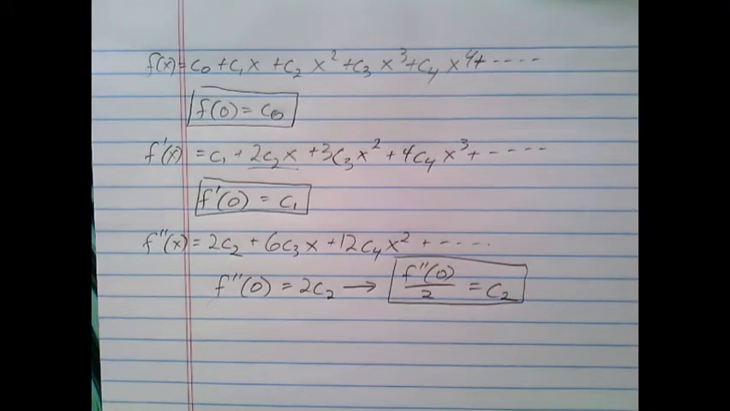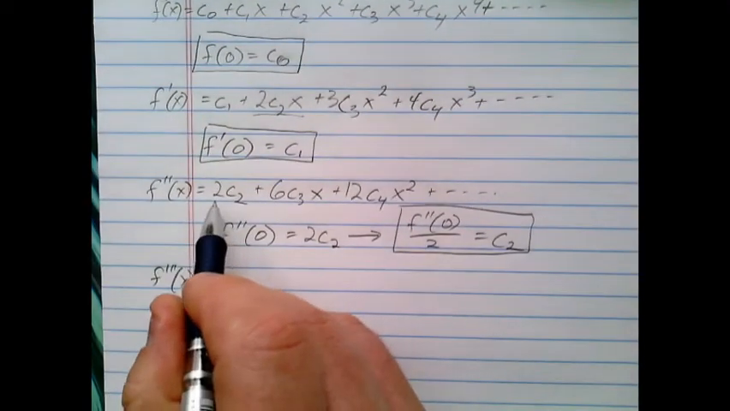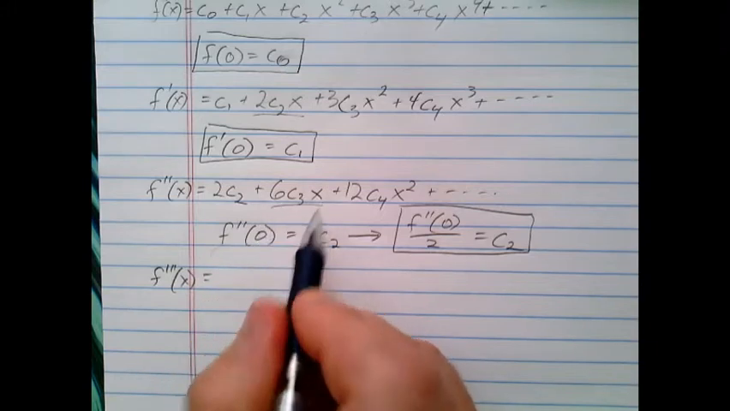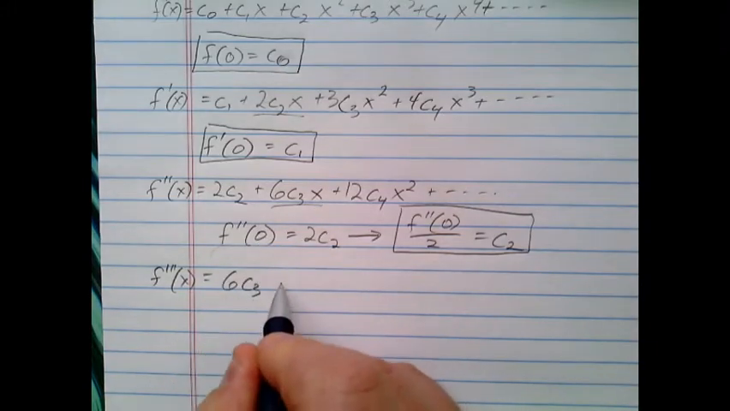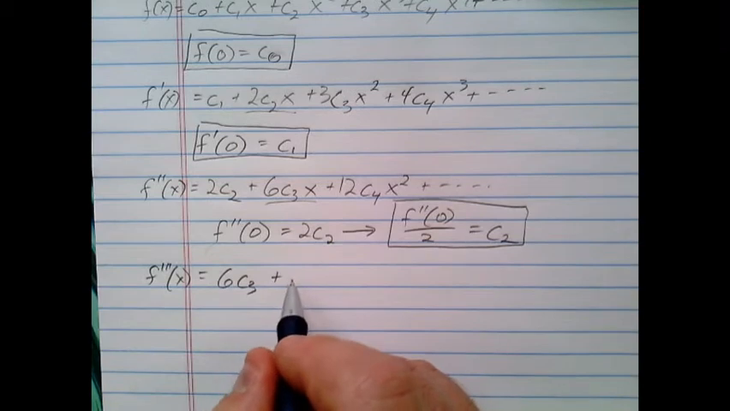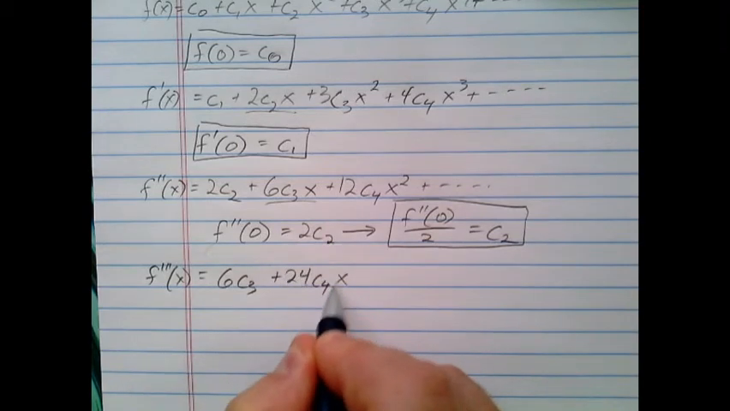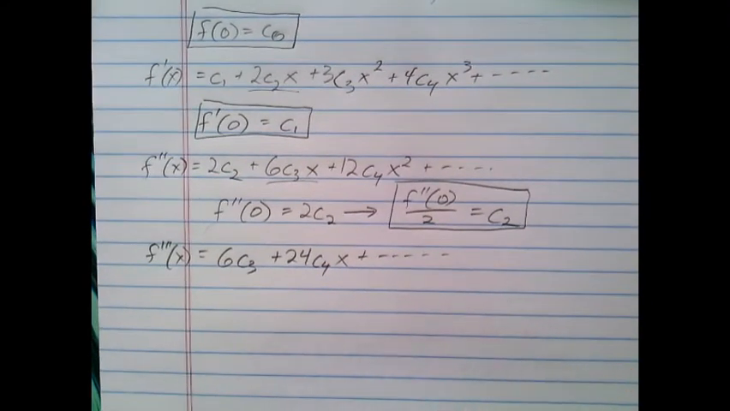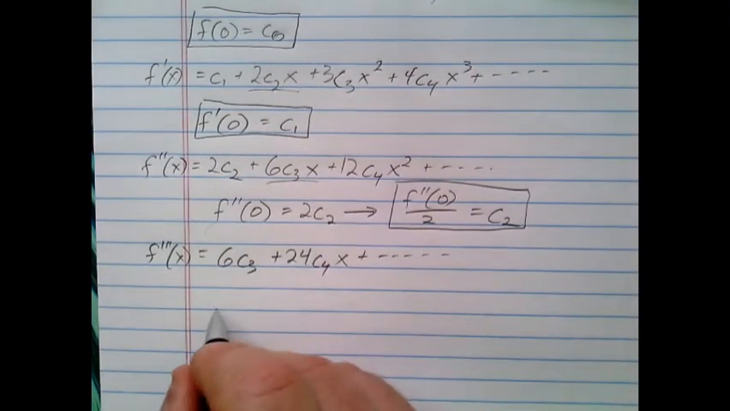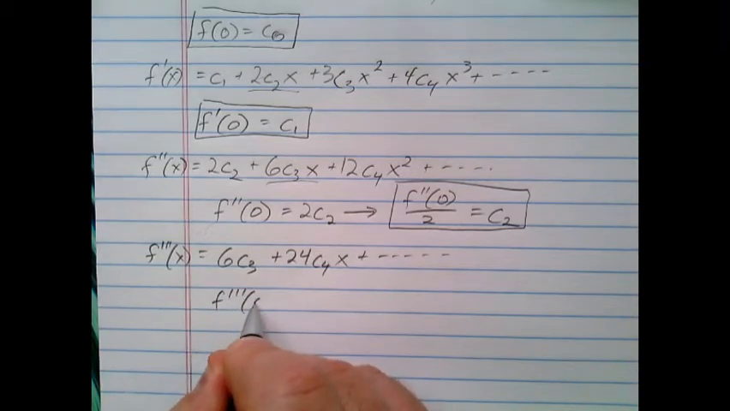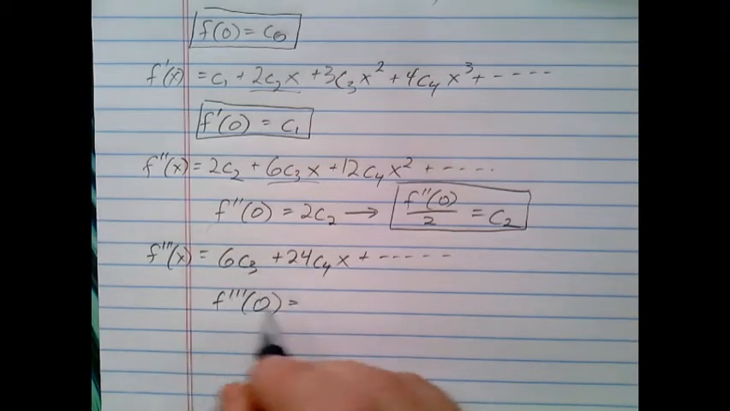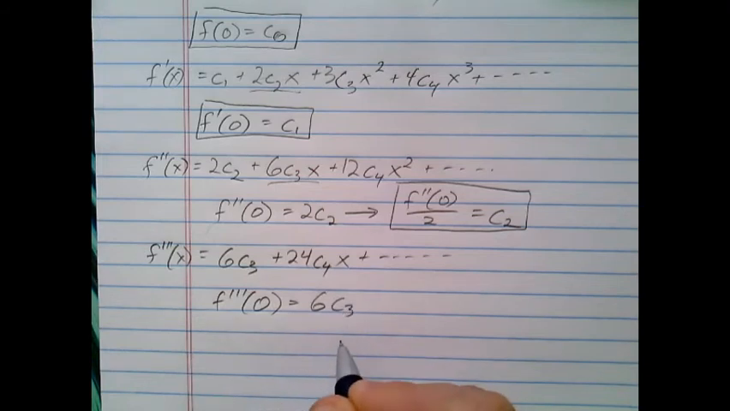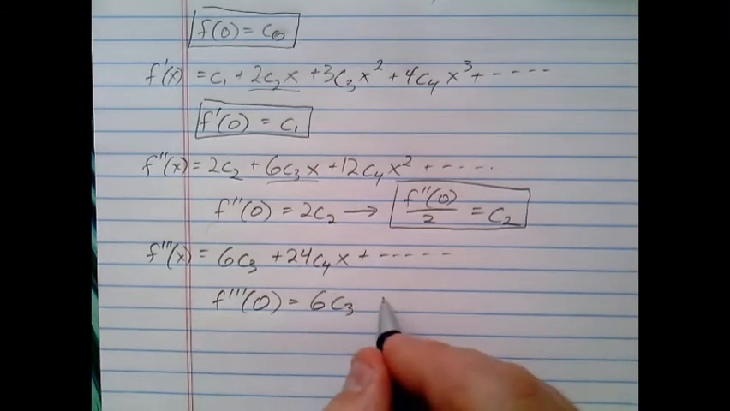Let's differentiate a couple more times. If I take my third derivative, now that's going to wipe out the first term. This term becomes a constant, 6c3, plus 24c4x, and there'd be some more terms, but I'm not too worried about those. I'm going to stop here pretty soon. If I plug 0 into the third derivative, that wipes out everything but the first term. So f triple prime of 0 is 6c3.